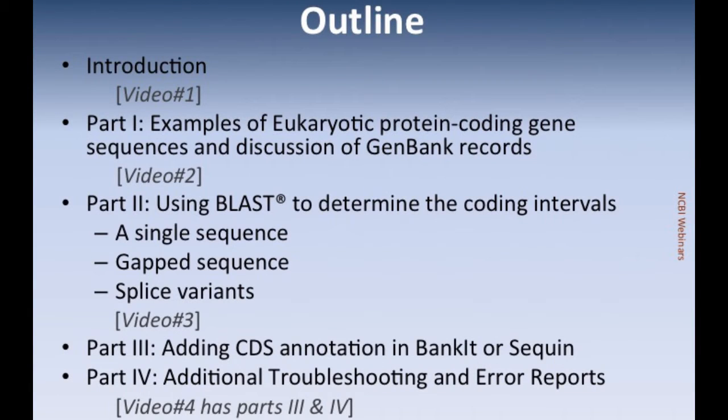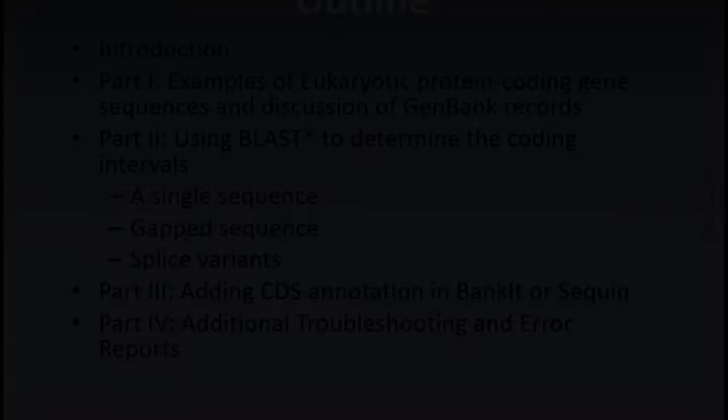Our outline today is as follows. There will be an introduction. Then we'll go through part 1, which is examples of eukaryotic protein coding genes. We're going to be using BLAST for 3 different data sets. And then part 3 will be actually showing you some of the steps that are needed for adding CDS annotation. And then the 4th part of the webinar will be going through some troubleshooting and error reports.